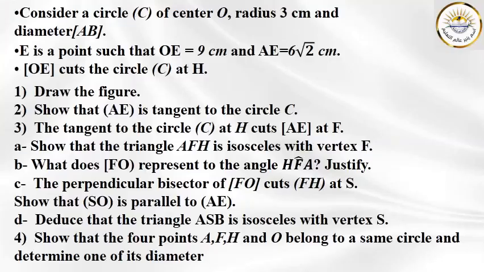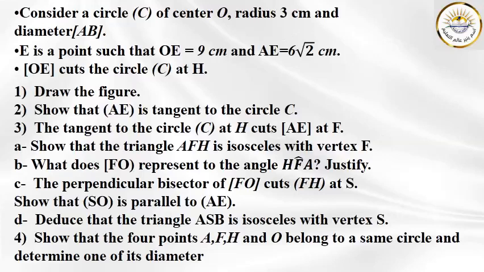Consider a circle C of center O and radius 3 cm and diameter AB. E is a point such that OE is equal to 9 cm and AE is equal to 6 square root of 2 cm. OE cuts the circle C at H. The questions: 1. Draw the figure. 2. Show that AE is tangent to the circle C.